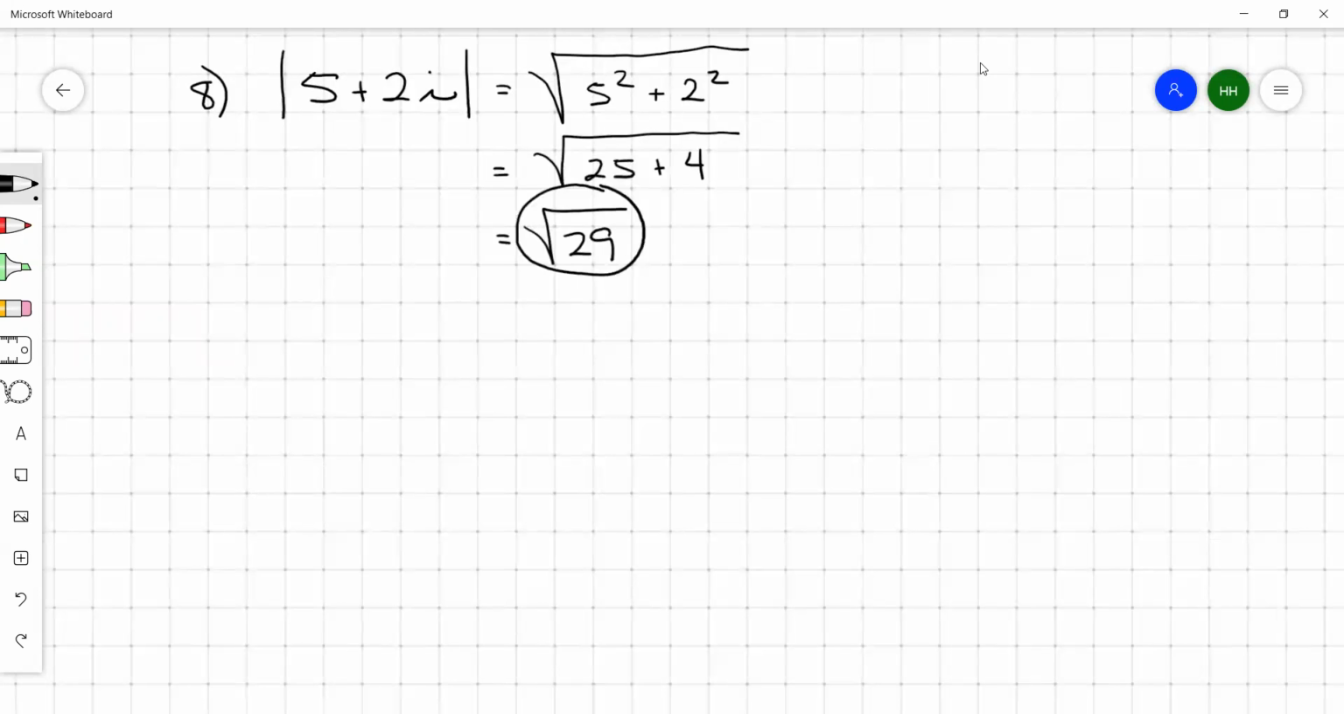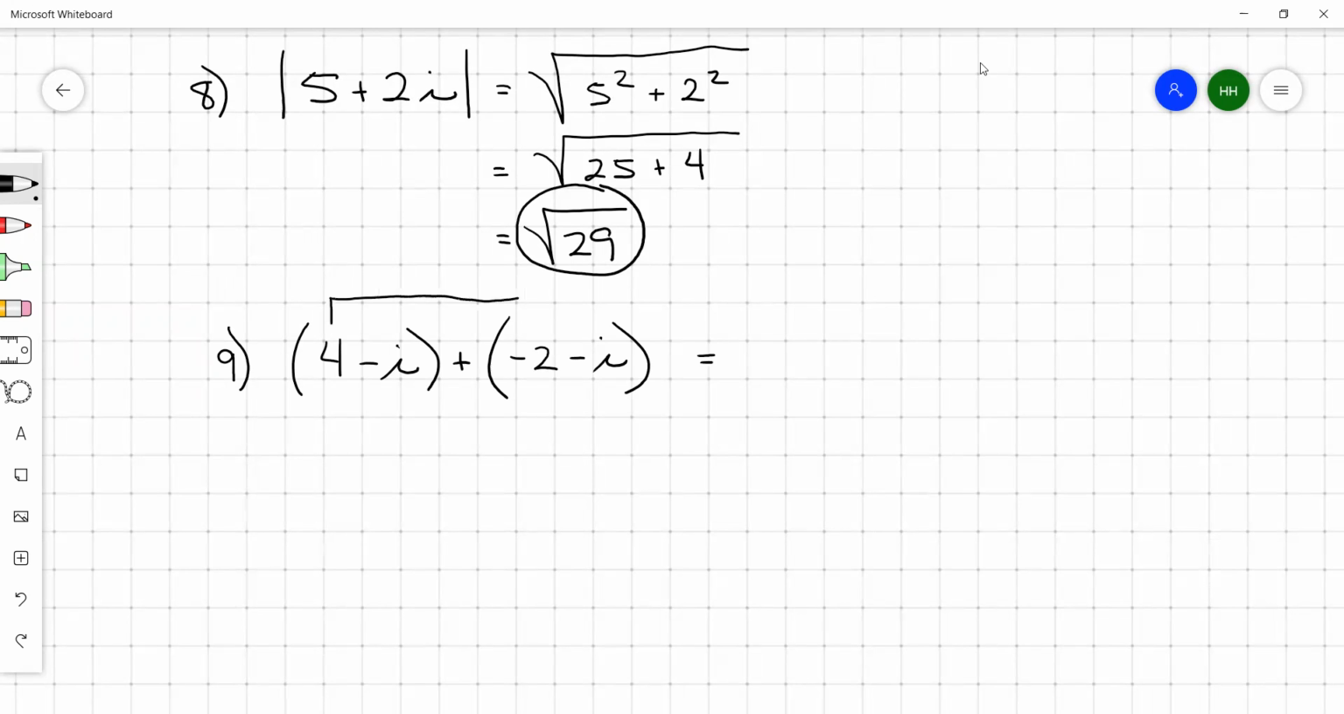Simplify each expression, 9 through 14. So we're going to be adding, subtracting, and multiplying complex numbers. So number 9, we got 4 minus i plus negative 2 minus i. So we take the 4 plus the negative 2. And 4 plus negative 2 equals 2.